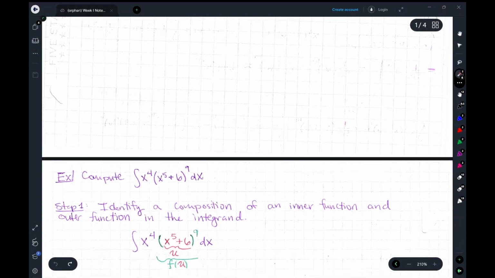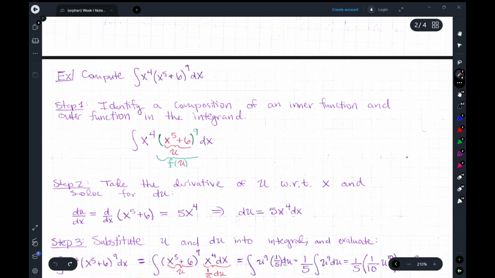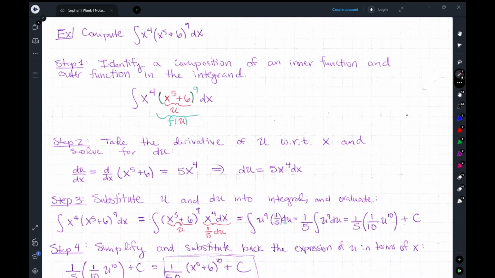Okay, so let's take a look at a concrete example. We want to compute that integral right there. And now let's look at that and see why it's amenable to integration by substitution. First, I have some complicated expression, right? It's not so simple, x to the 5th plus 6.